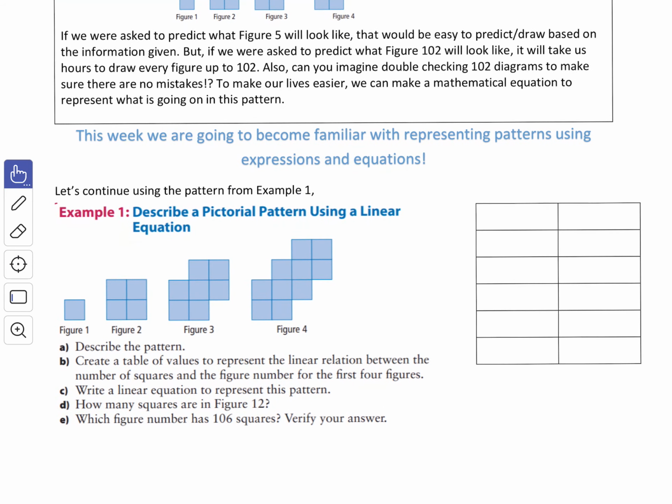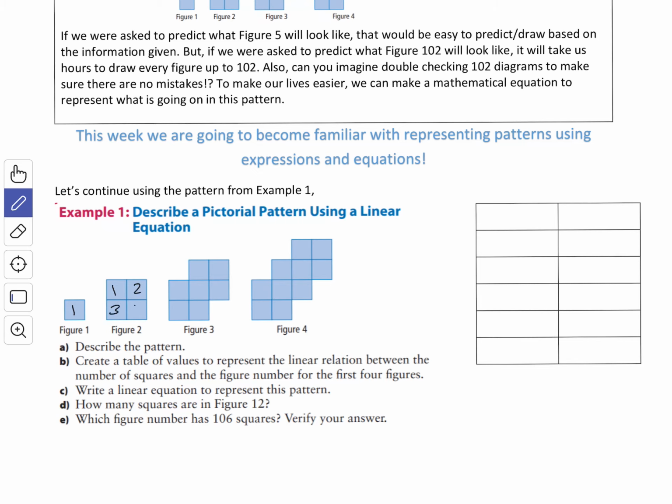Okay, all right, so let's go over how we come up with a linear equation. We're going to describe this pictorial pattern using a linear equation. First, let's describe the pattern. What is happening with each figure?